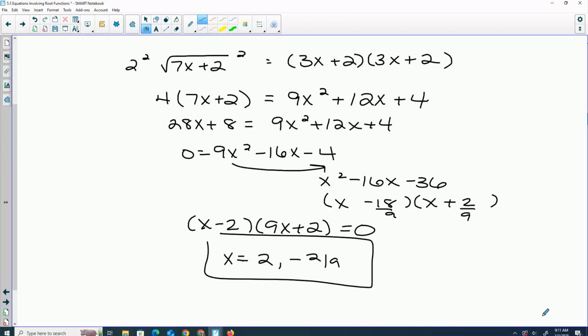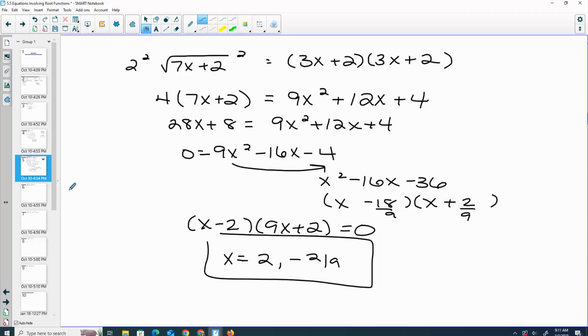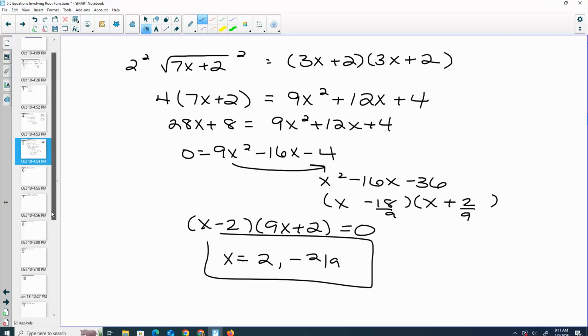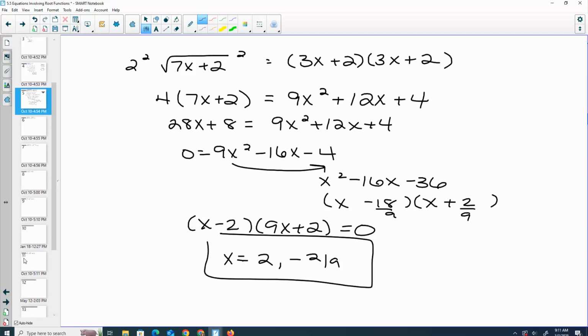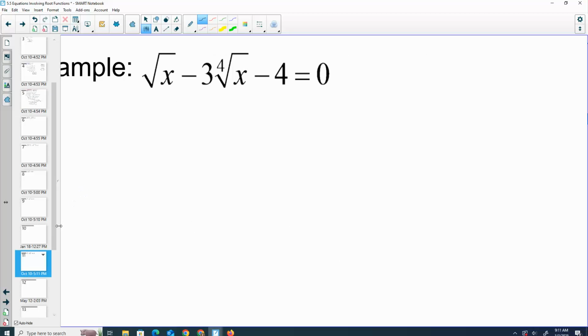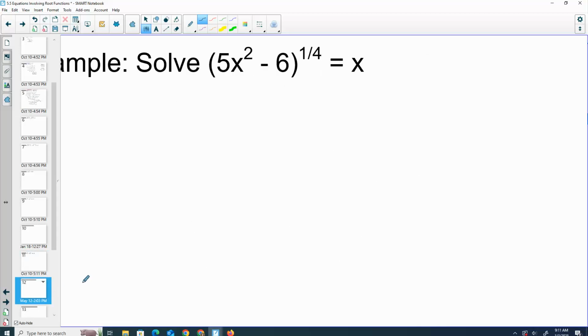Any questions on that one? How are we doing with these so far? I'm going to jump around for a second. I'm going to do this example next. Not that one. This one.